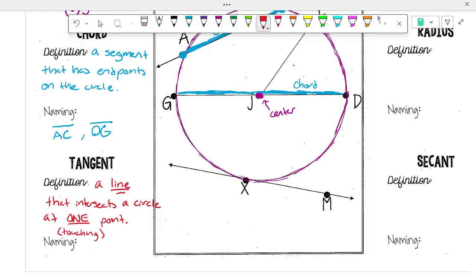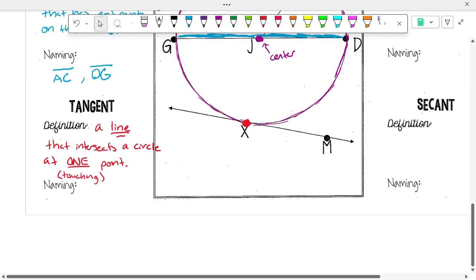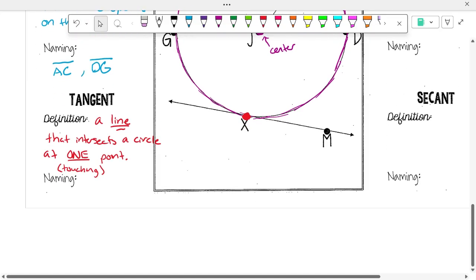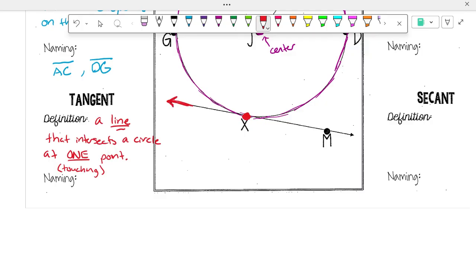So if we look right here, line XM, see how this point is just touching the circle, but the line itself is actually not anywhere in the circle at all. It's just briefly touching it and then going on its merry way. This line right here is the tangent line.